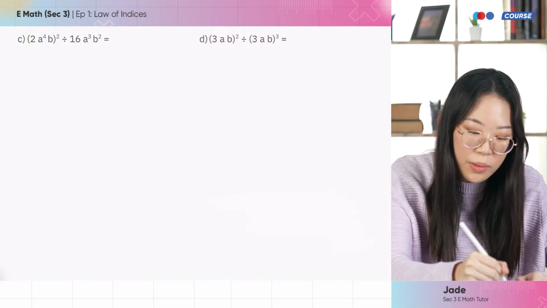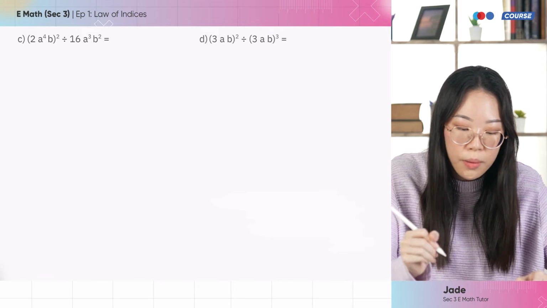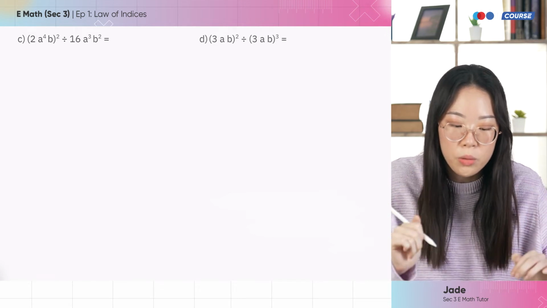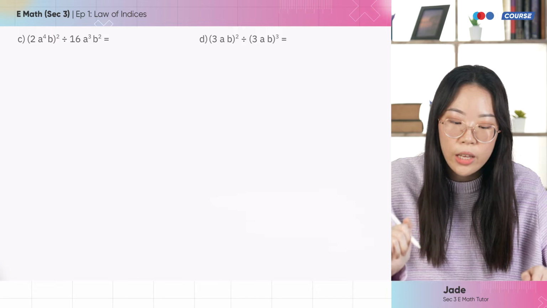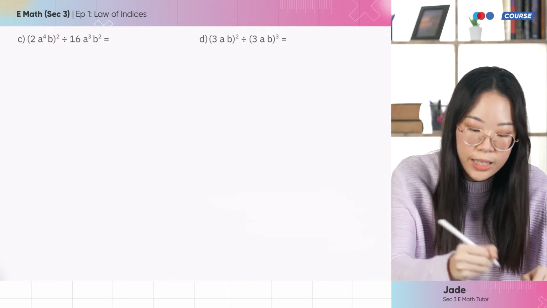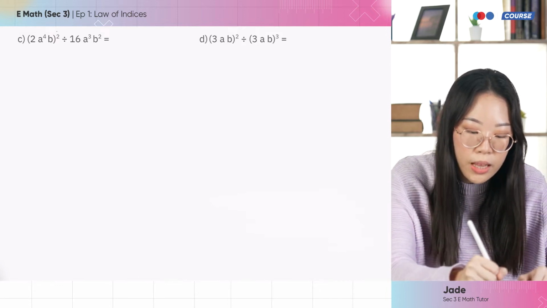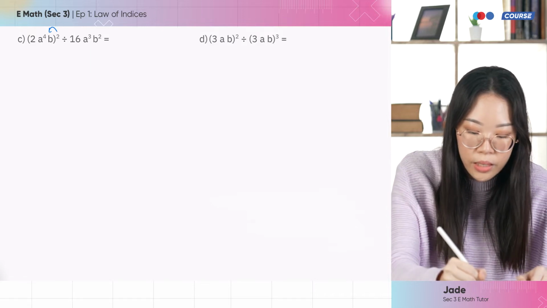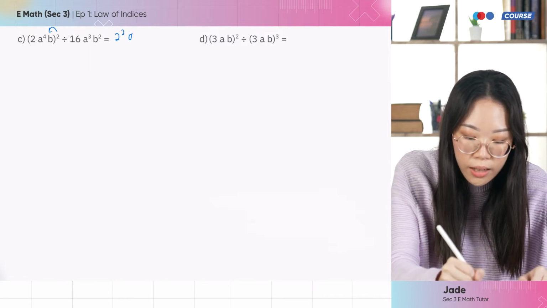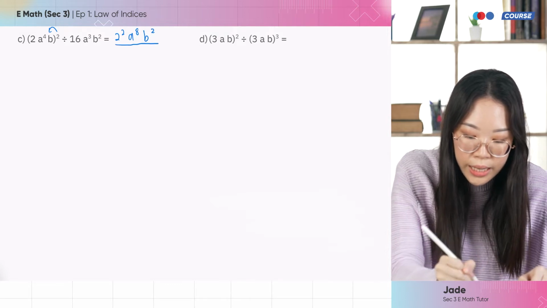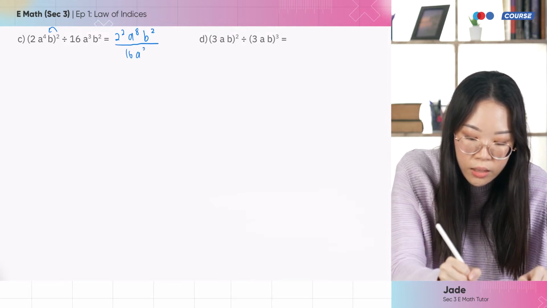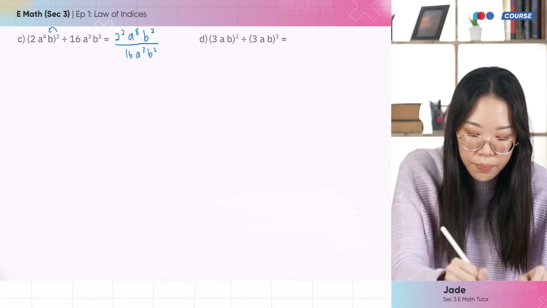Great job. Let's move on to question C. So here we have 2a to the power of 4, b whole thing bracket to the power of 2, divided by 16, a cubed, b squared. Firstly, what I want to do is to expand the powers outside the bracket. So we will have 2 squared, a to the power of 8, and b to the power of 2, divided by 16a cubed, b squared.